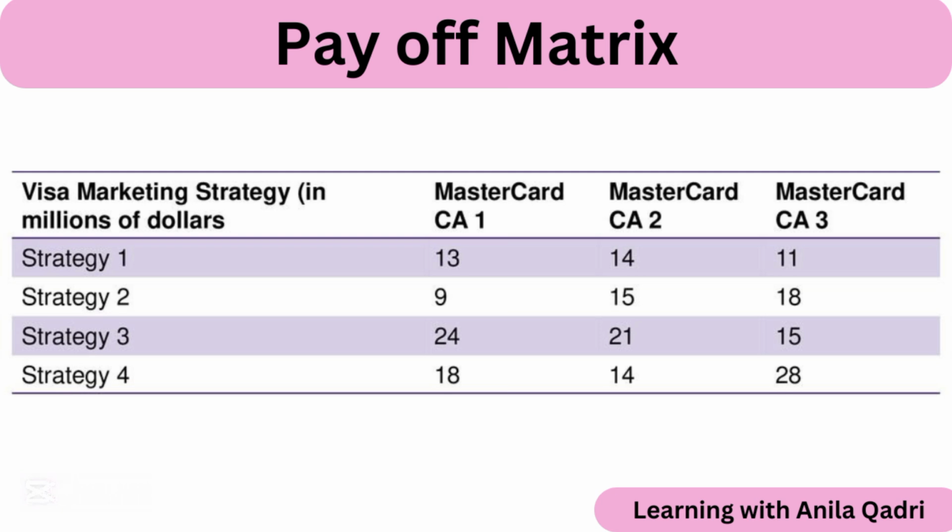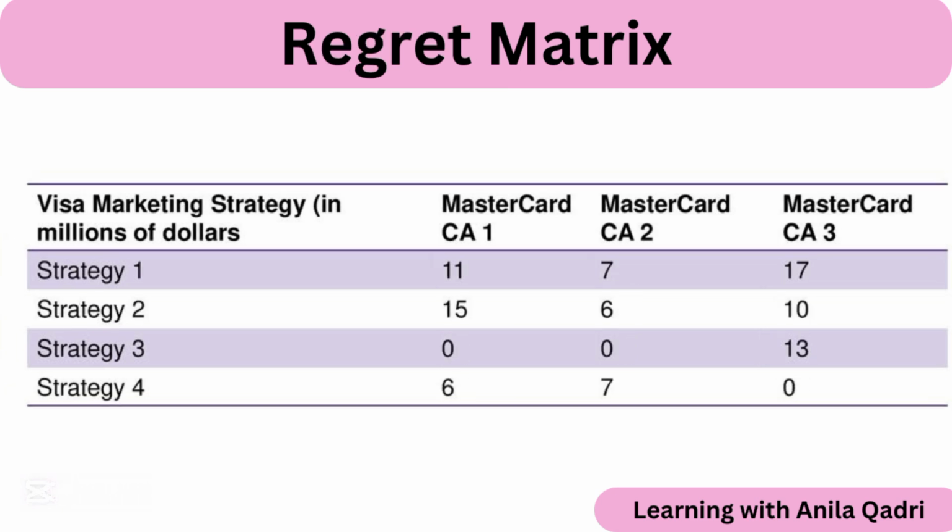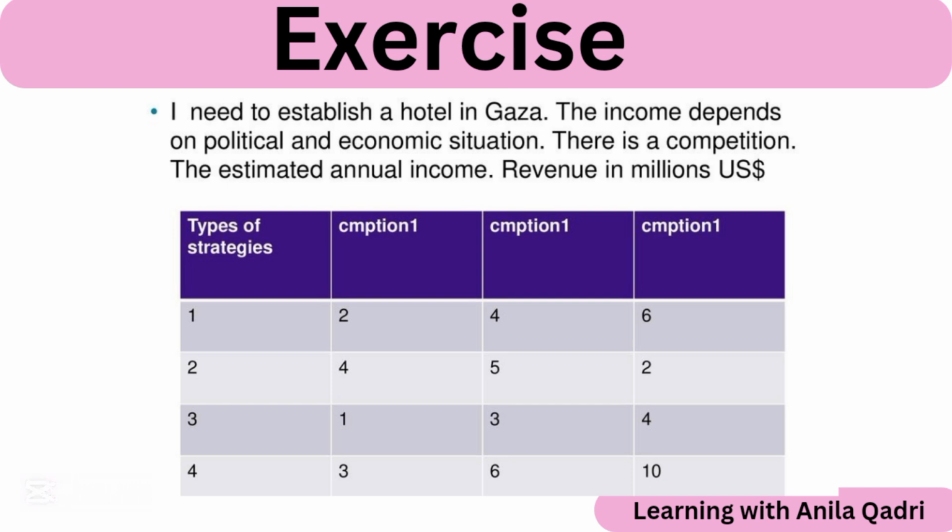Here is a diagram, or you can say table, which is showing you a clear picture of the payoff matrix. The slide is showing you the table of the regret matrix. Here is an exercise. I need to establish a hotel in Gaza. The income depends on the political and economic situation. There is a competition. The estimated annual income revenue is in billions or millions of US dollars.